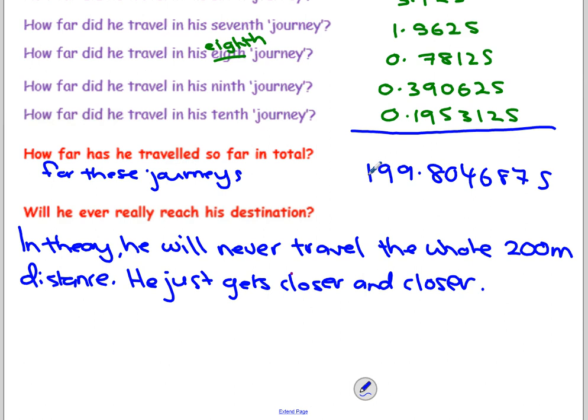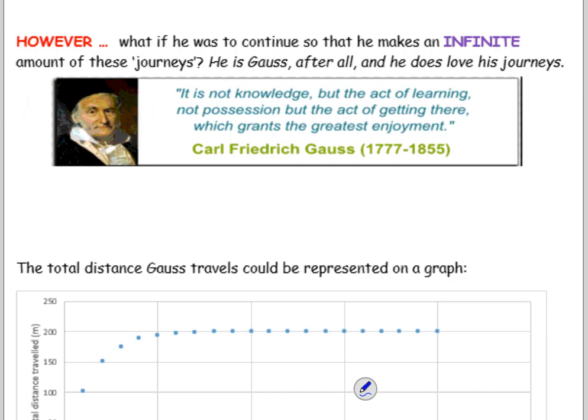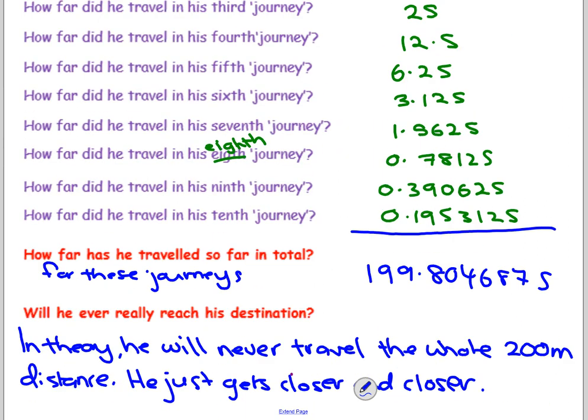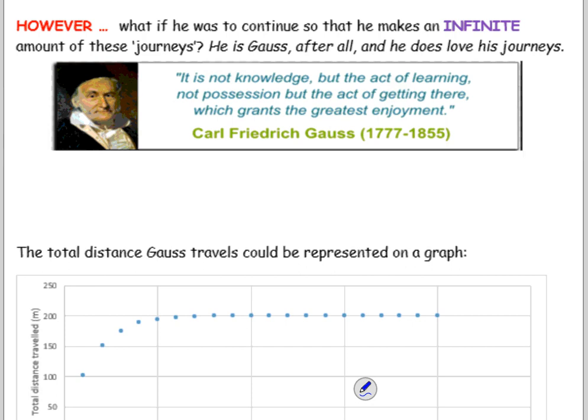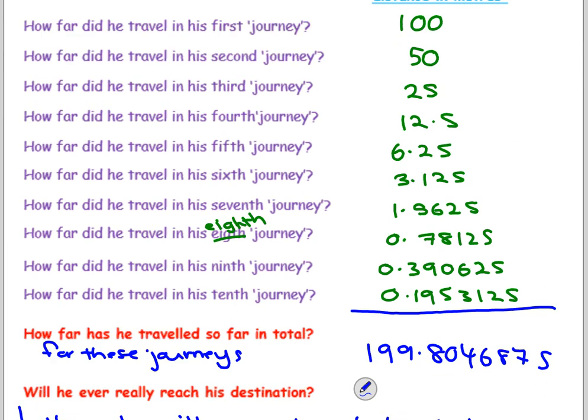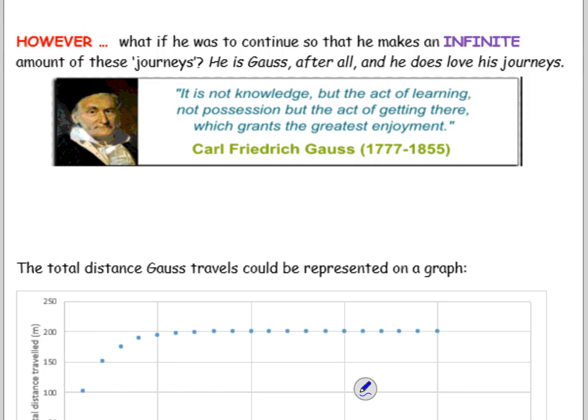In our textbook, they actually mention a similar paradox to this one. So in theory, he'll never get there, and on the next page, we try to show you how he could get there, because he's so amazing. However, was anyone still writing that, by the way? No? Okay, cool. So, however, what if he was to continue so that he made an infinite amount of journeys? In our previous example, how many journeys did he make? Only 10, yeah. What if he just kept making an infinite amount of these journeys?